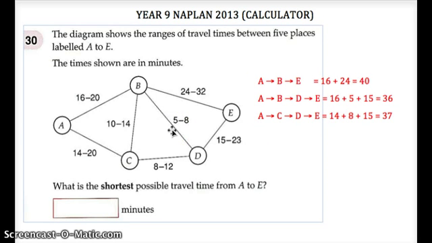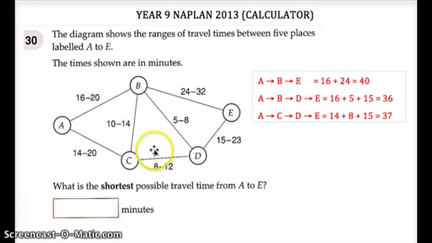There are other ways that we haven't tried. I think there's just one more way actually. You could go A, B, C, D, E. But if you look at those times, that's definitely longer than, say, going A, B, D, E. So there's no point doing A, B, C, D, E.